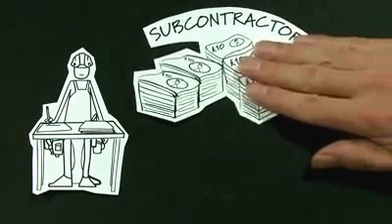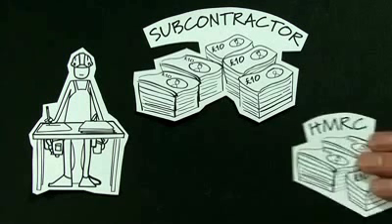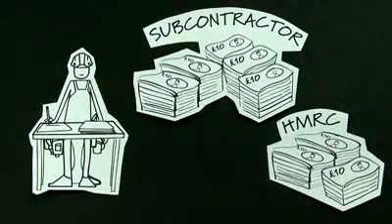A key part of CIS is the rules governing payments in the construction sector. If you're a contractor, you must pay subcontractors as directed by HMRC. Gross, with no deductions. Net of deduction at 20%. Net of deduction at 30%. And pay the sums deducted to HMRC each month.